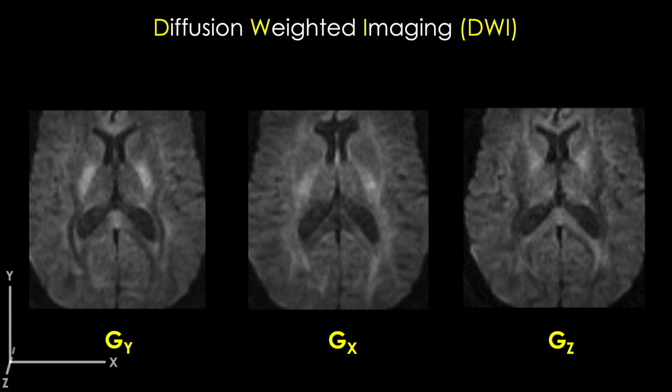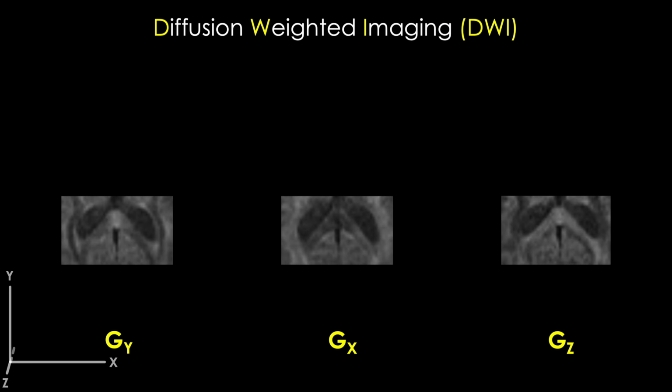If we look back at this structure here, the splenium of the corpus callosum, which mainly has fibers running in the x and y directions, you can see on the right image we have almost no signal loss because there is little water moving in the direction of our z gradient. A nice little check to make sure our theory holds true.